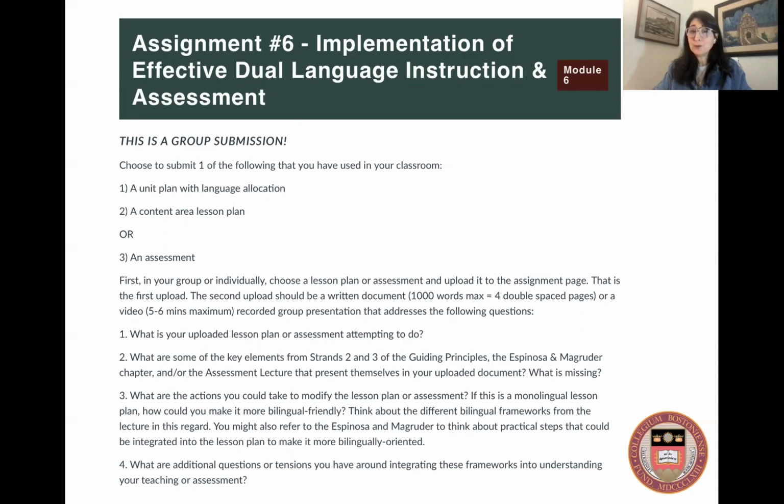It says 1,000 words max, or 4 double-spaced pages, or a video, not too long, recorded in group as a group presentation that addresses the following questions. So you can read those 4 questions, and I'm sure you will do really well. Let me know if you need anything.